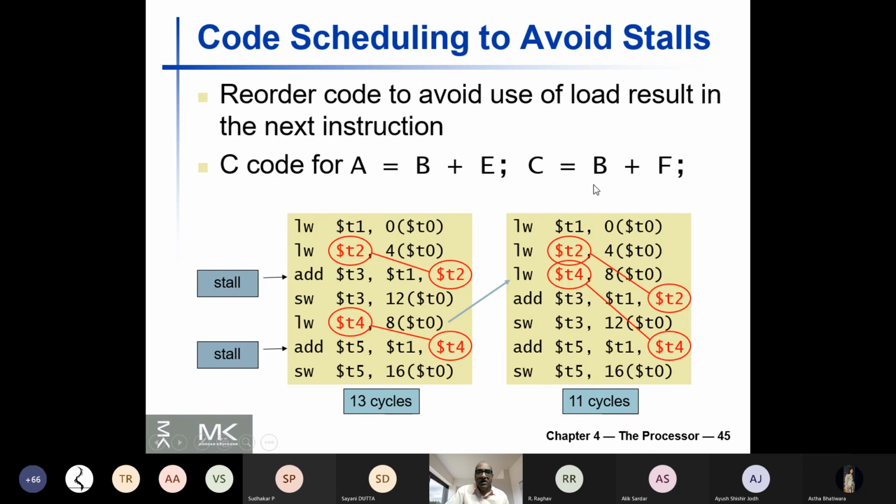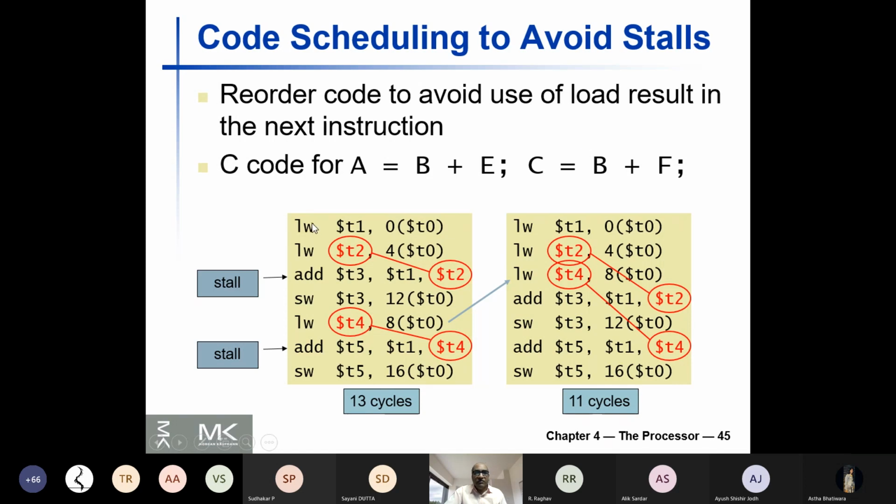And for the second statement, already B is available, so we have to fetch the F. Therefore, again, we have to use one more load statement. Then afterwards, we need to perform addition of these two, and then we have to store it. So these are the sequence of statements, the MIPS code equivalent to these two C statements for its execution.